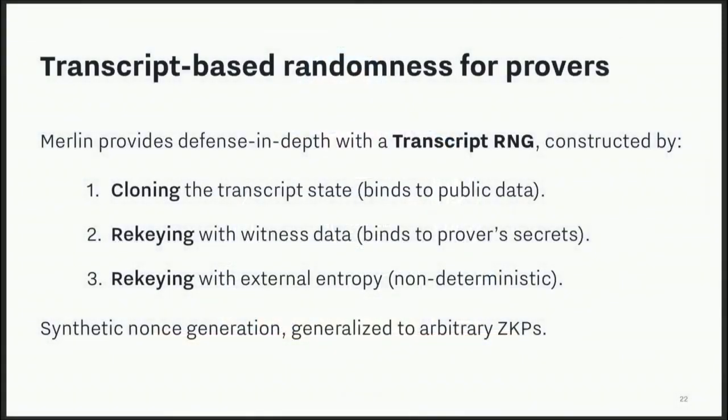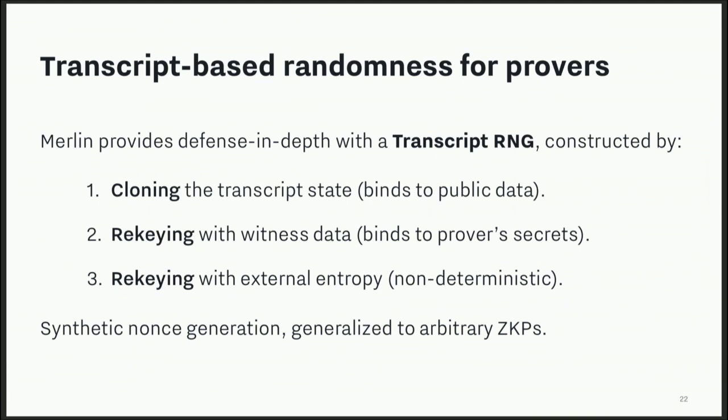So it'd be cool to have a kind of defense in depth mechanism, and that's what you can do if you use this transcript. So you can provide a transcript-based RNG. Strobe is using Keccak internally, so you have a nice sponge function available. And whenever you want randomness, you can just clone the transcript state. So that means that all of your future output is going to be bound to the record of all the public data. Then you rekey the sponge with the prover's witness data, so that you have at least as much entropy as your secrets.